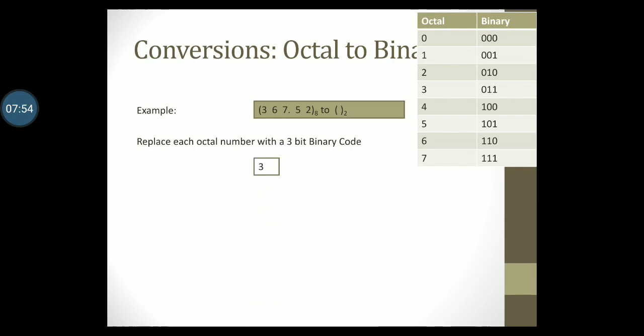Start with octal 3. Its 3-bit binary value is 011. Next we have octal 6. Its 3-bit value is 110. Next is octal 7, whose binary value in 3 bits is 111. Put the decimal points. Now we have octal 5, whose binary value is 101. And last is octal 2, whose binary value is 010.